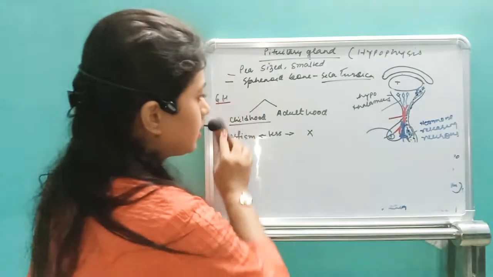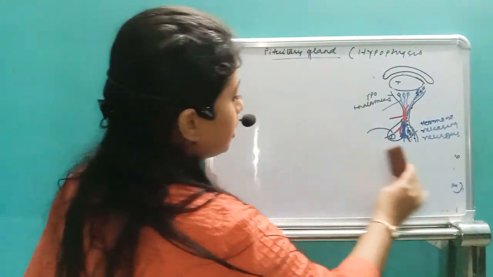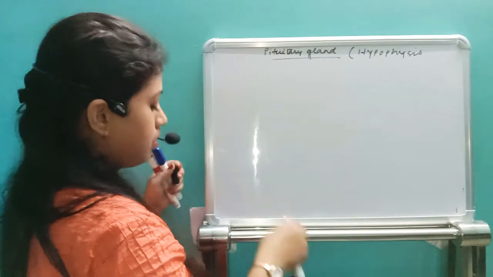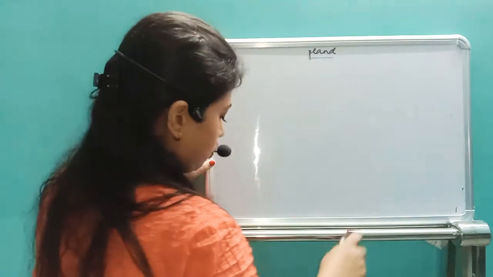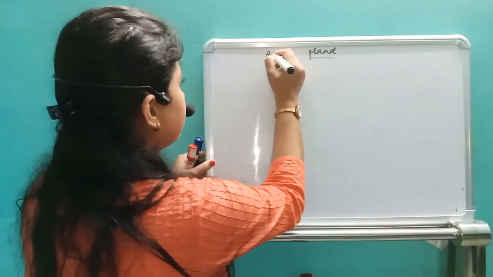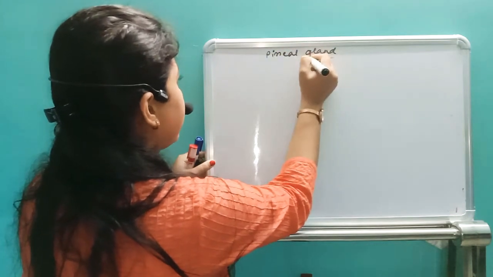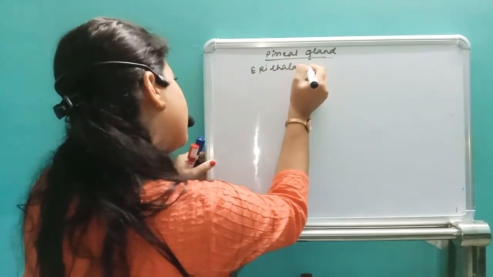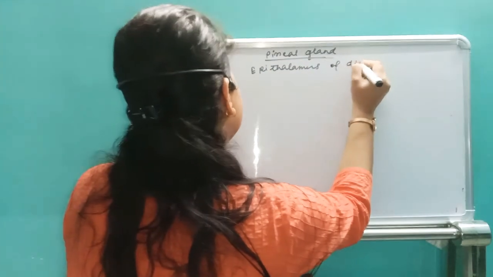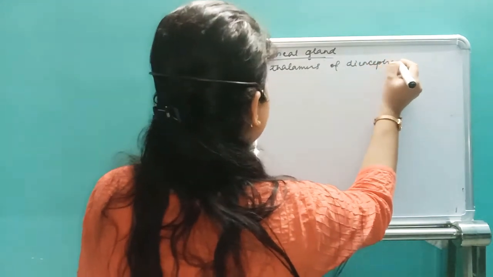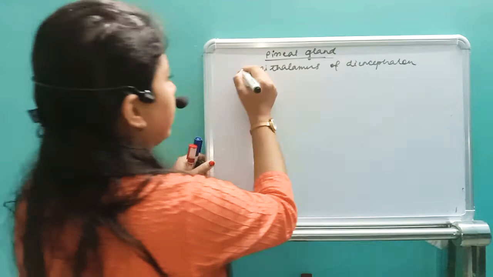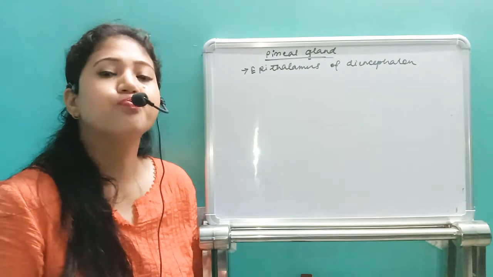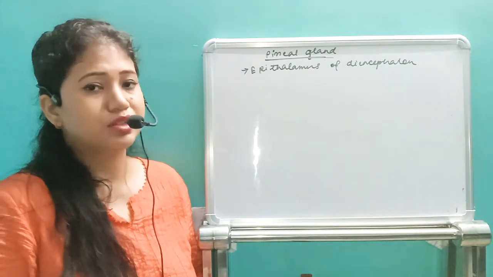After that, let's move to the next gland. In the brain itself, we have another gland called the pineal gland. What is the location of the pineal gland? The pineal gland is located in the same diencephalon. In the diencephalon we have the epithalamus, and in the epithalamus of the diencephalon we have the pineal gland. This is the first thing about the pineal gland. It's very simple. It secretes only one hormone.